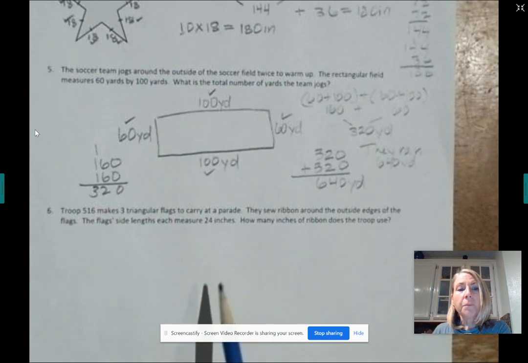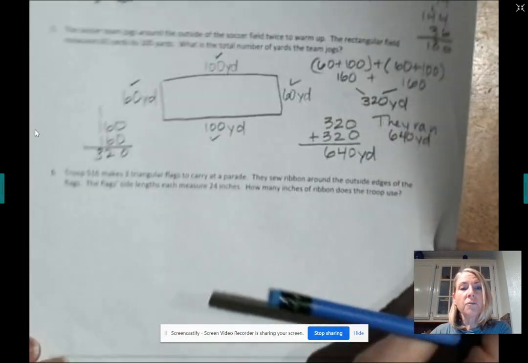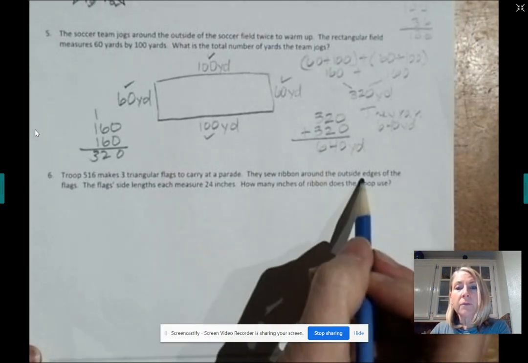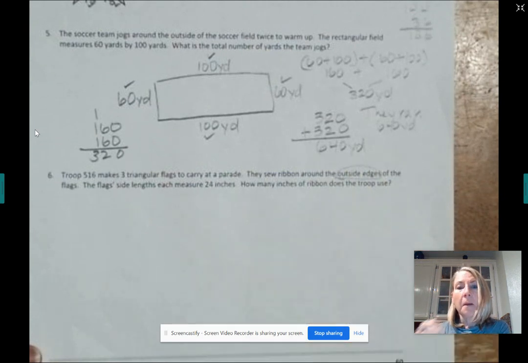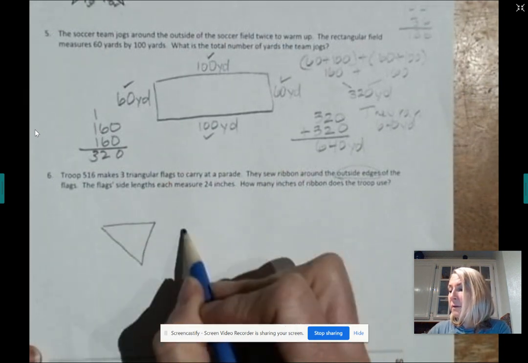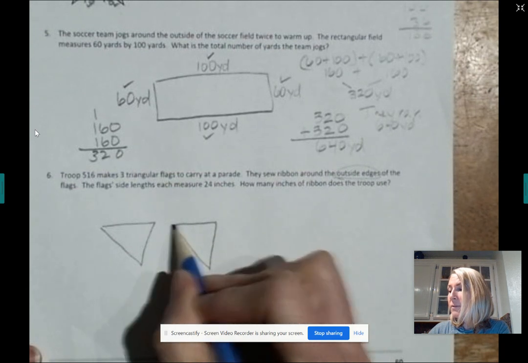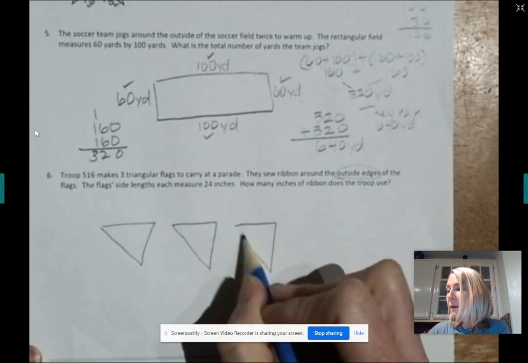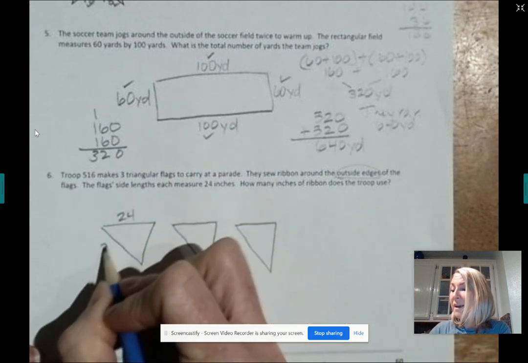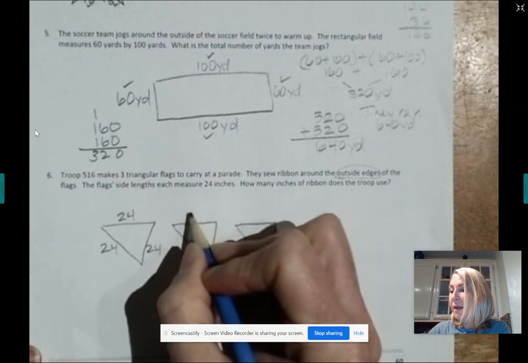Number 6, Troop 516 makes 3 triangular flags to carry out a parade. They sew ribbon around the outside edges, keyword, right, of the flags. The flag's side lengths measure 24 inches. How many inches of ribbon does the troop use? All right, so 3 triangular flags, right? So it's like they're making a pennant flag. And we have 24 on every side of every flag.